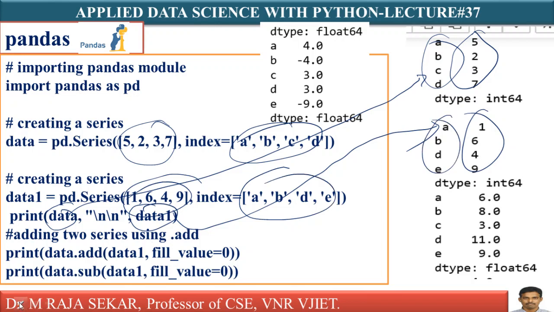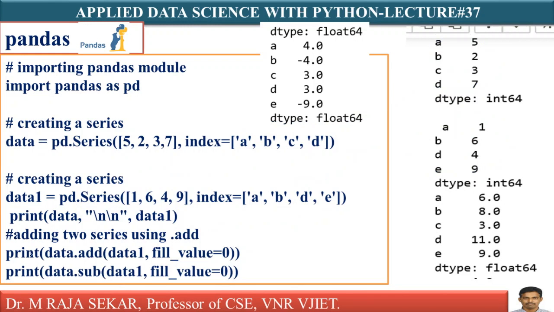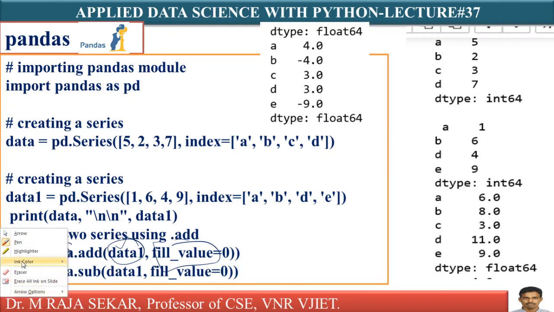Now what I have to perform? Print data.add(data1). I am adding data with data1 and I am sending the second argument as fill_value equal 0. I will discuss the same code without this fill_value equal 0 so that you can identify the difference. Let me keep fill_value equal 0. Now I am adding data with data1. If you print, what will you get?